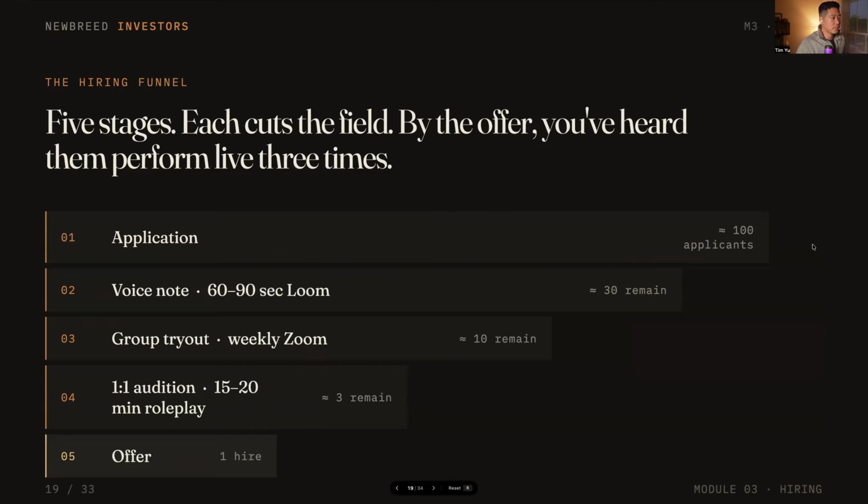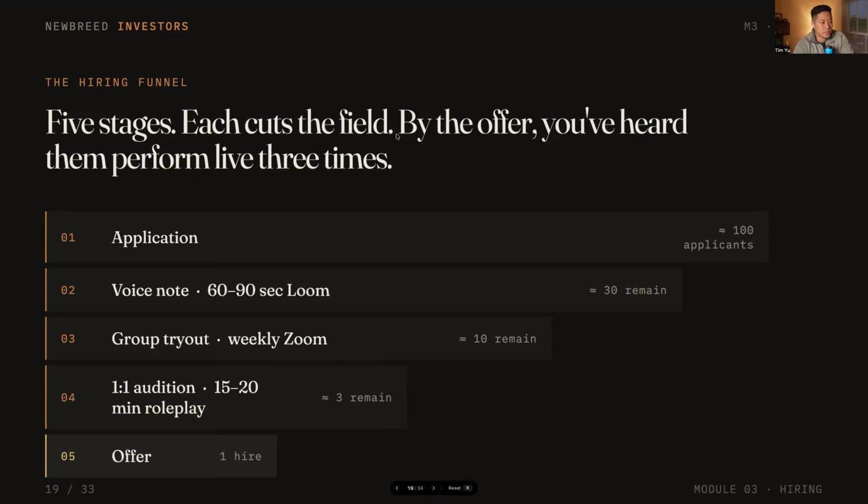But here's the hiring funnel. There's 5 different stages for a hiring funnel. And I wanted to show you these numbers because a lot of people don't do enough interviews. They'll interview like 5 people and say, "Oh, I interviewed 5 people." And it's not really what you're looking for. You need to do more people, honestly. But here's how I would do it.